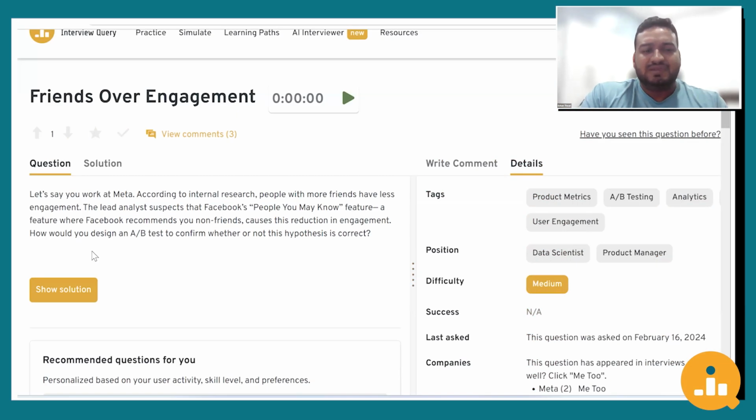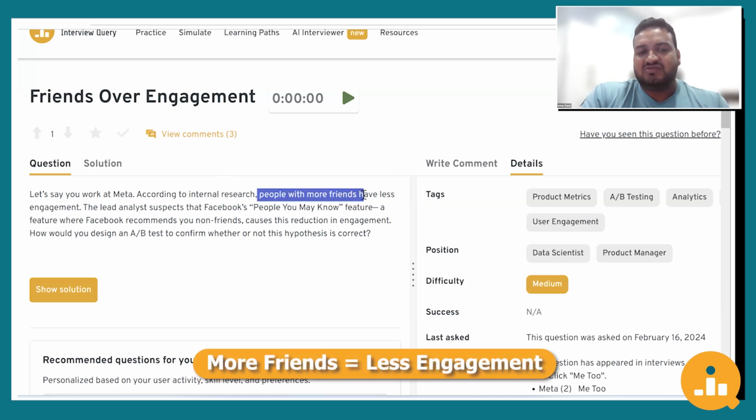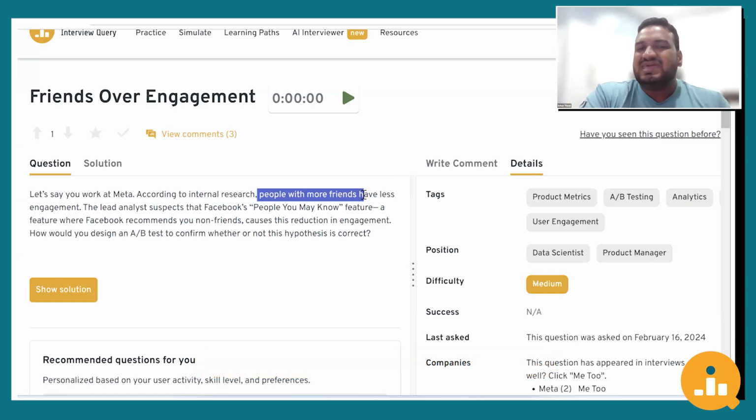Let's quickly break this problem into key parts. First, this problem sounds like one metric is going up and another metric is going down, kind of a problem, or we can call it a classic trade-off problem. There is internal research that highlighted people who have more friends have less engagement. Basically, we can assume that people who have sent more friend requests and have more friends in their network are likely to be less engaged.